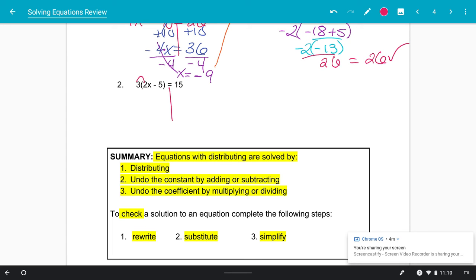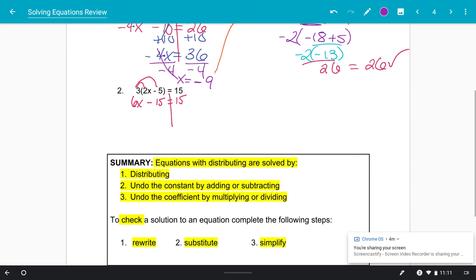So I'm going to multiply 3 with 2x to get 6x, and I'm going to multiply 3 with -5 to get a -15, and that is still equal to 15. All right, now we have our two-step equation. So again, we have 6 times x minus 15. Working backwards, I'm going to undo that -15 by adding 15 to both sides. Be very careful here. So we have 6x equals 15 plus 15, giving us 30. For our final step, we have this 6 getting multiplied with the x, so we can undo that multiplication with division to get x equals 5.